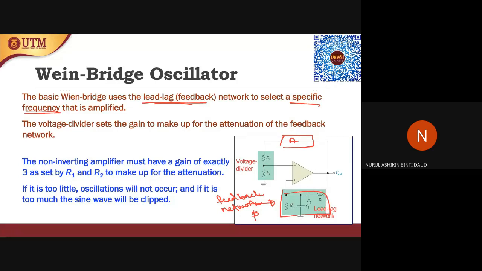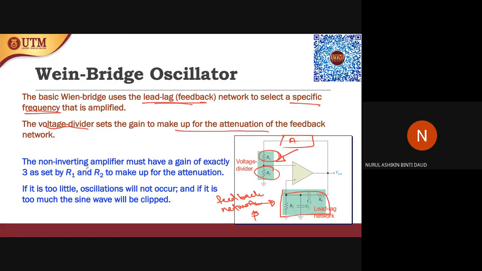These are the feedback gain, and these are the amplifying gain for this type of oscillator. The amplifying gain involves resistor 1 and resistor 2. If you can see, resistor 1 and resistor 2 are actually the connection of a voltage divider circuit.